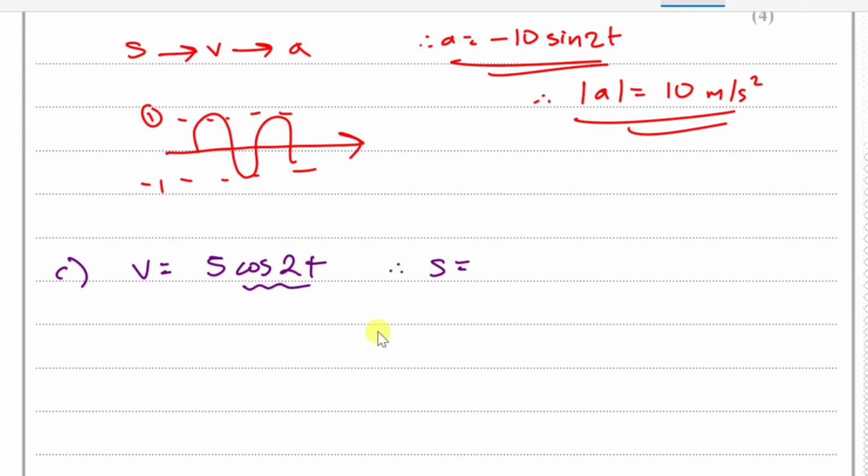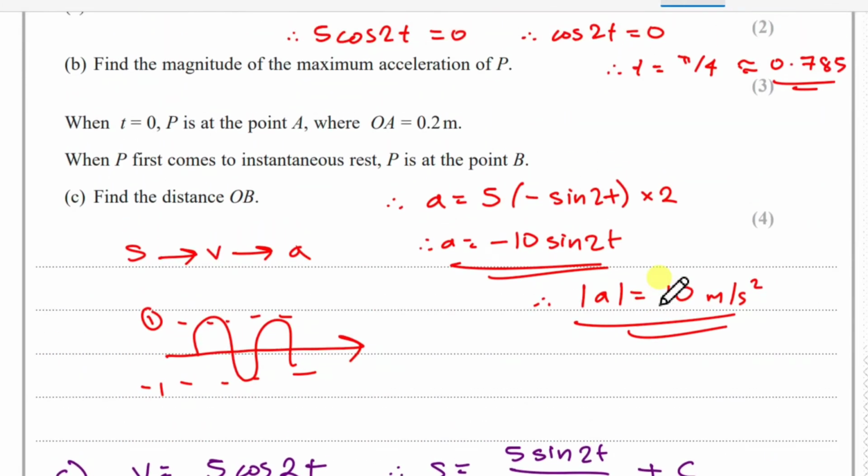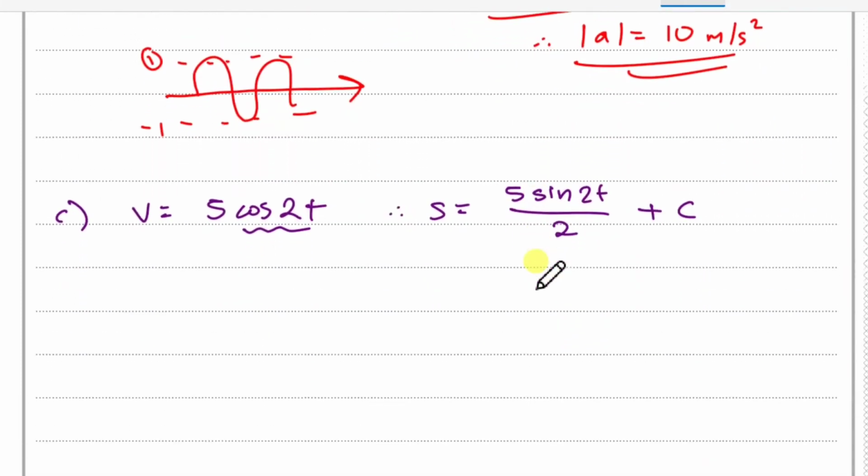So let's have a look. When you integrate this expression, let's leave the 5 as it is, you're going to get 5 sine 2t, divided by 2, and then we just write plus c. Now going back here, what's it telling us? It's saying that when t is 0, the distance is 0.2 meters. So let's go ahead and plug that in. These are your initial coordinates.